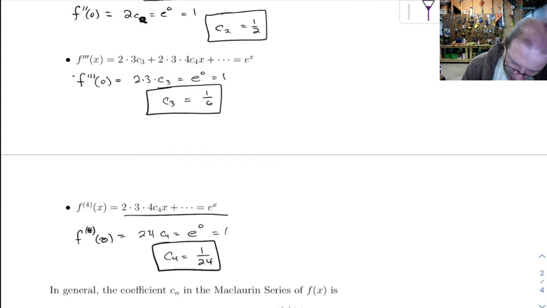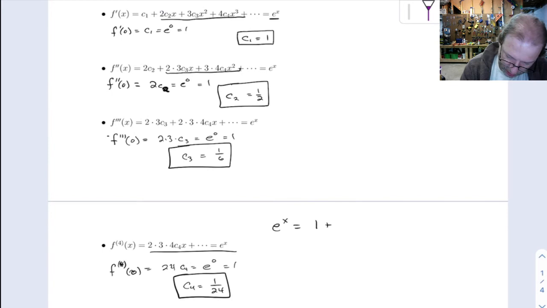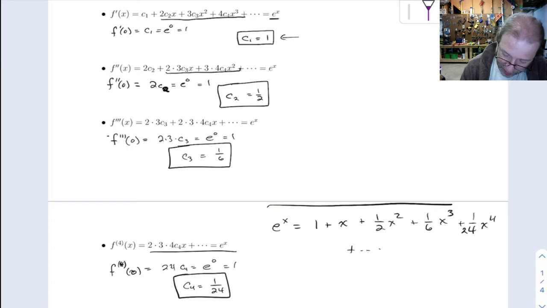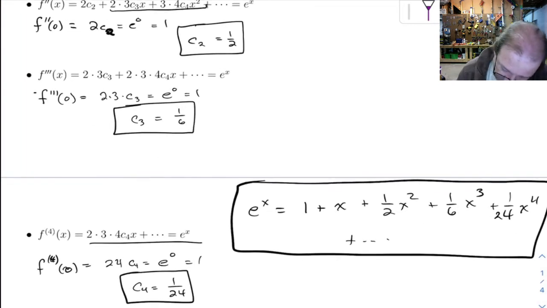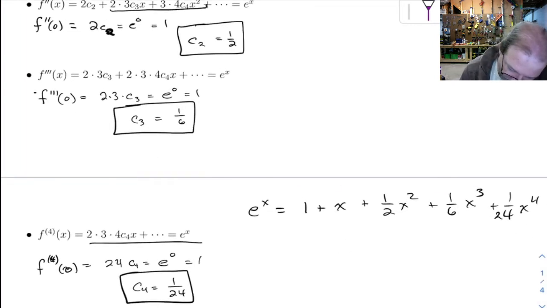Well, before we look at that, we've got these different coefficients. So let's write out the Maclaurin polynomial. e to the x is equal to 1 plus x plus 1/2 x squared plus 1/6 x cubed plus 1/24 x to the 4th plus dot dot dot. With the dot dot dot on there, it's the series. If I take the dot dot dot off, it's a polynomial. Let's take it off.